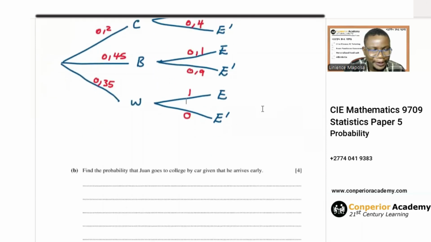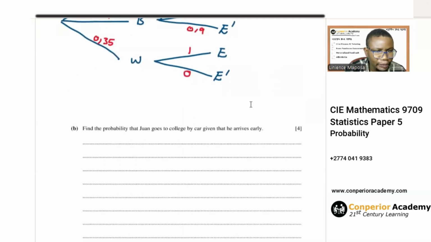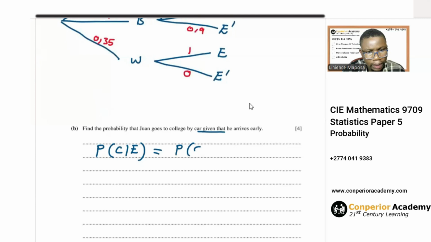Okay, that's good. Now it says find the probability that Juan goes to college by car, given that he arrives early. There's a key word here that I see: given that. So this is conditional probability. So I must say probability of Juan going to college by car, given that he is early. So this will be the probability of using a car intersection the probability of being early, divided by the given probability, which is the probability of being early.